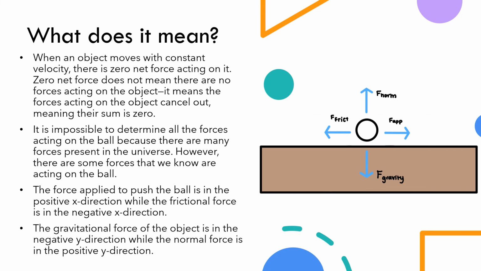When an object moves with constant velocity, there is zero net force acting on it. Zero net force does not mean there are no forces acting on the object. It means the forces acting on the object cancel out, meaning their sum is zero. It is impossible to determine all the forces acting on the ball because there are many forces present in the universe. However, there are some forces that we know are acting on the ball. The force applied to push the ball is in the positive x direction, while the frictional force is in the negative x direction. The gravitational force on the object is in the negative y direction, while the normal force is in the positive y direction.